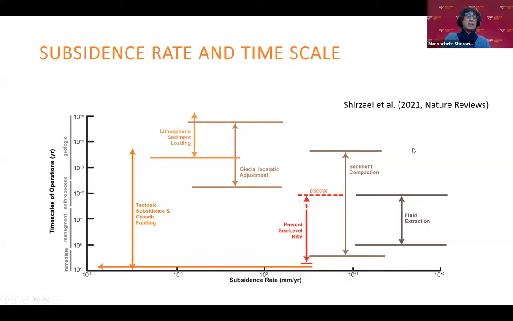Oh, that's a good question. I can create that, but unfortunately I don't have it here. I can tell you that, for example, the tectonic processes have a spatial scale of hundreds to thousands of kilometers, 100 to several hundred kilometers. Lithospheric sediment loading, I can't give you a good number for that. I have a few studies from Bangladesh. It's on the order of several hundred kilometers. GIA probably is the well-known one, the scale is probably global. Fluid extraction can be on the order of tens of kilometers to several tens of kilometers, less than 100. And sediment compaction is something between 100 and 500 kilometers, depending on the size of the basin.